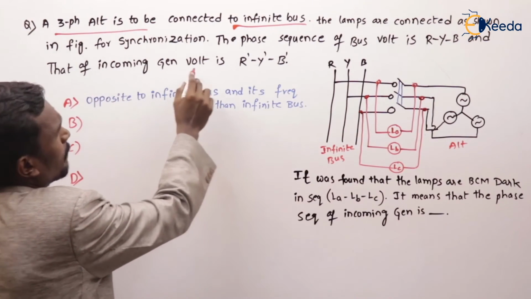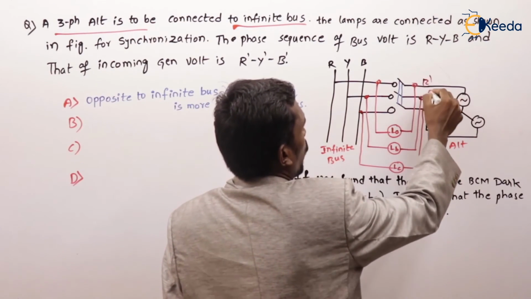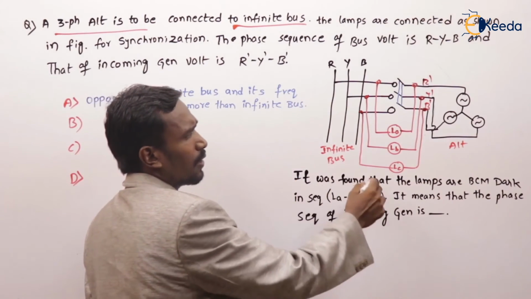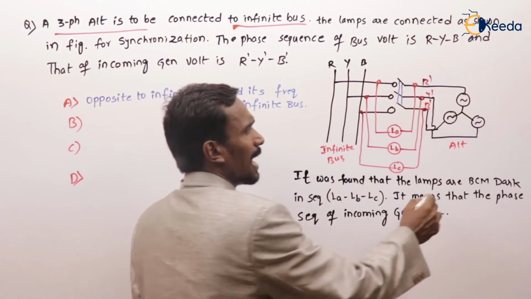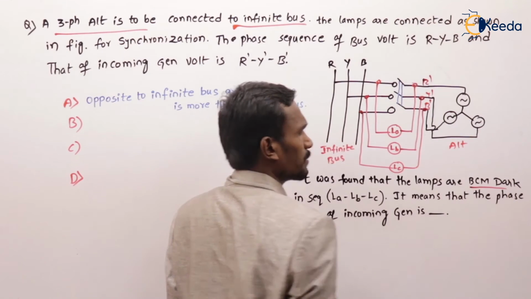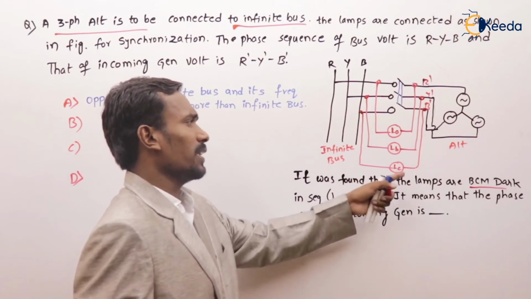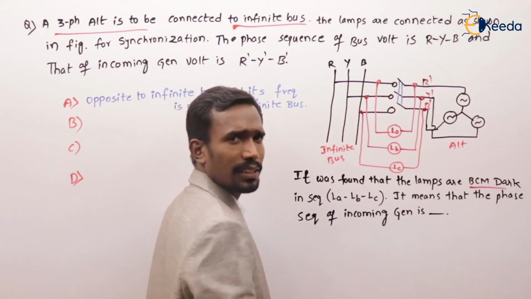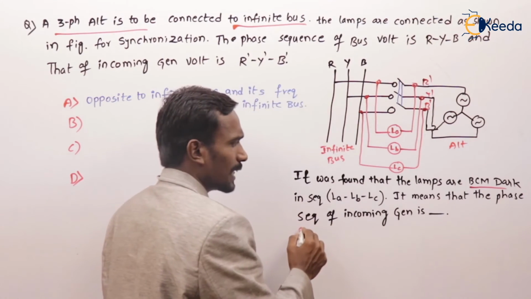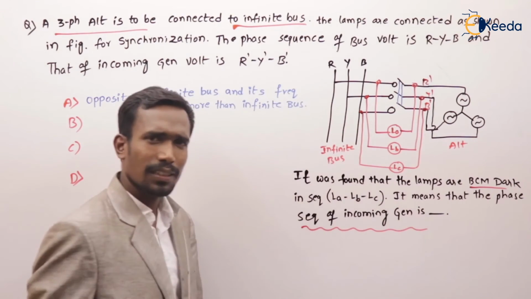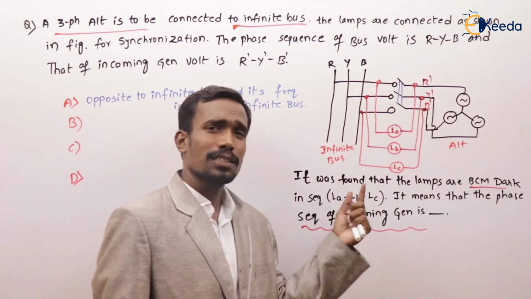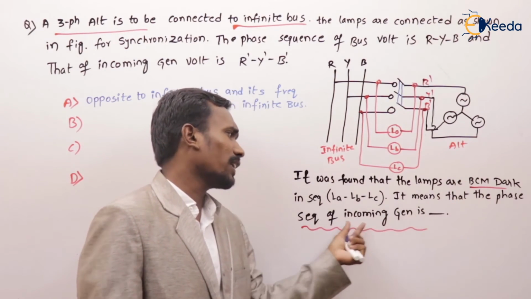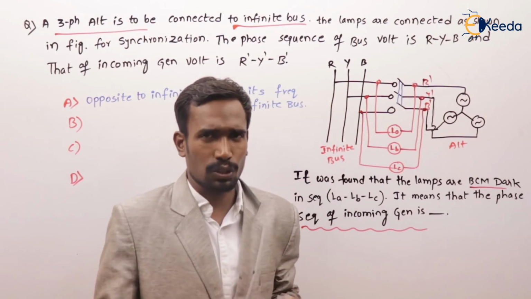And the incoming generated voltages R dash, Y dash, B dash are there. Now it was found that the lamps become dark in sequence A, B, C. It means that the phase sequence of the incoming generator is, if the lamps are sequentially dark, A, B, C, like that. So the question is: what is the phase sequence of the incoming generator?